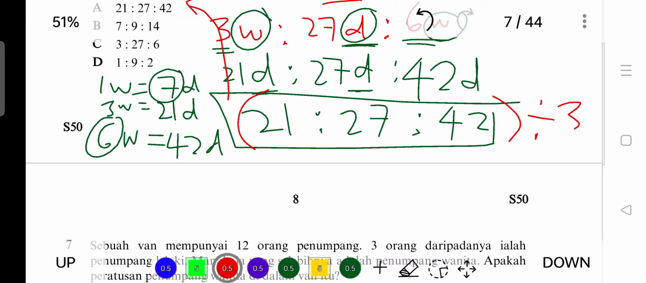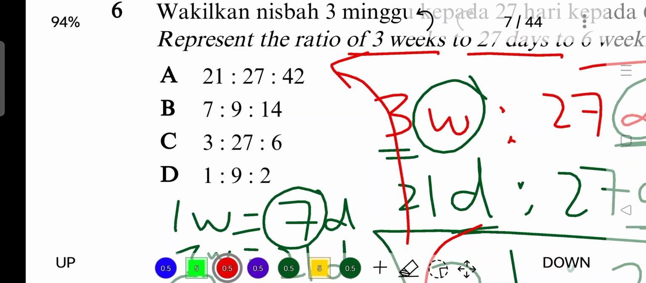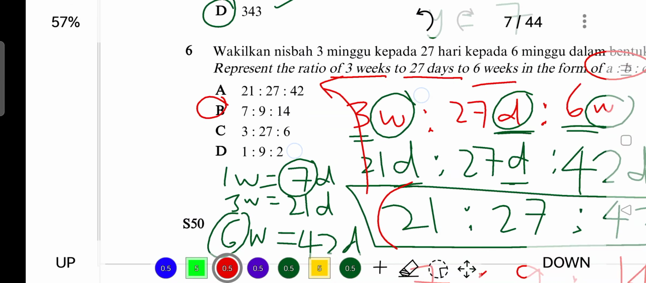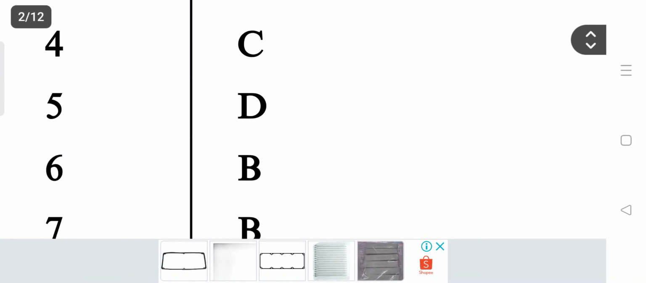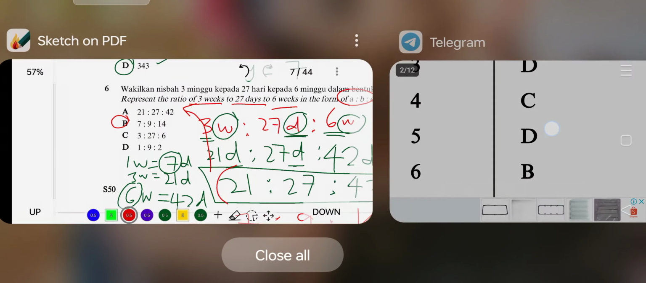21 divided by 3, I get 7. Okay, 27 divided by 3, I get 9. And 42 divided by 3, I will get 14. So the answer is not A, but B, right? Don't fall into the trap, right? So the answer is B over here.